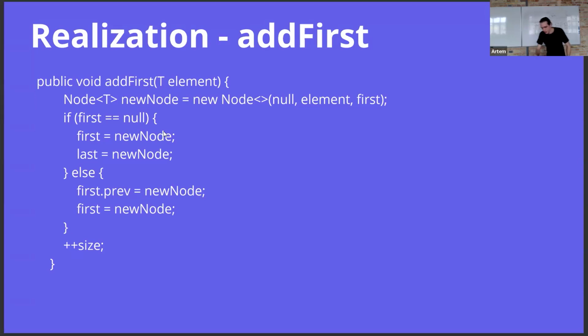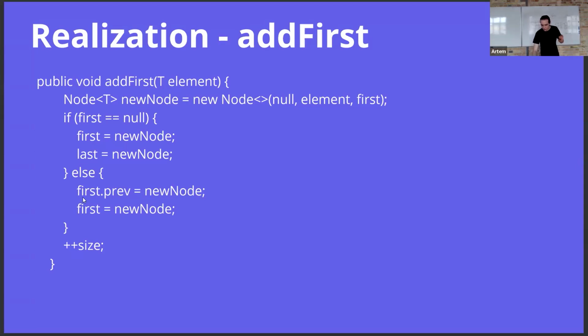So, if our previous first field in the linked list equals null, this means that our new node is our new first and our new last element, because it's the only element in the linked list. But this is not our case, because our first element is not null. So we go in the else.